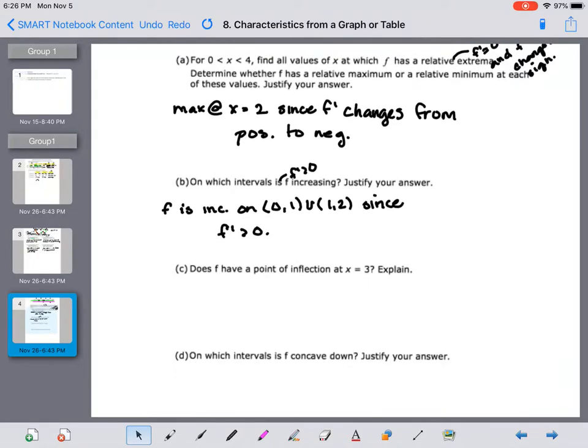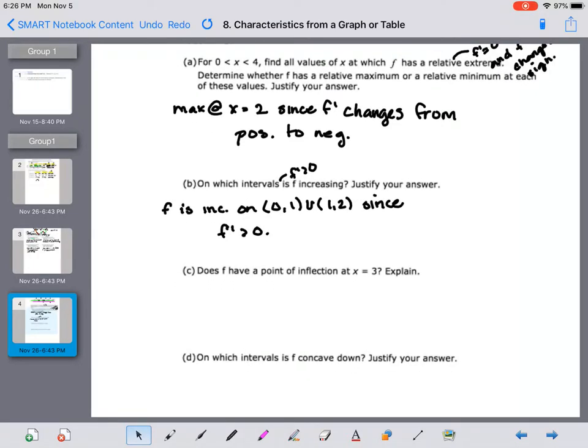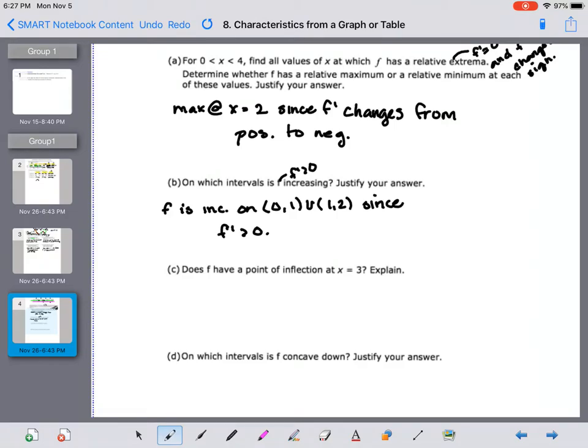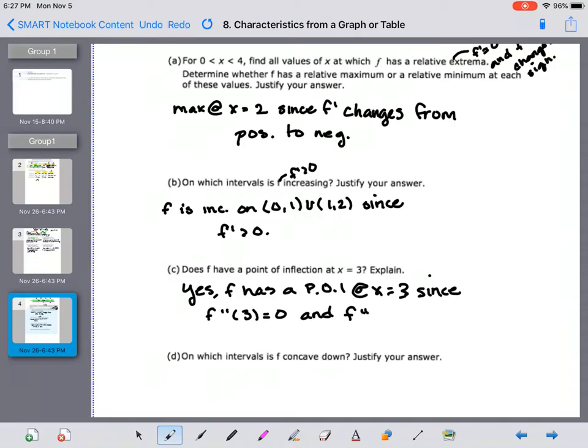So let's arrow down. So I would say yes. I want to answer the question, so yes, f has a POI at x equals 3, since, and I want to be very specific, since our second derivative at 3 is equal to 0 and our second derivative changes signs. Okay, I want to answer the question and really explain it.